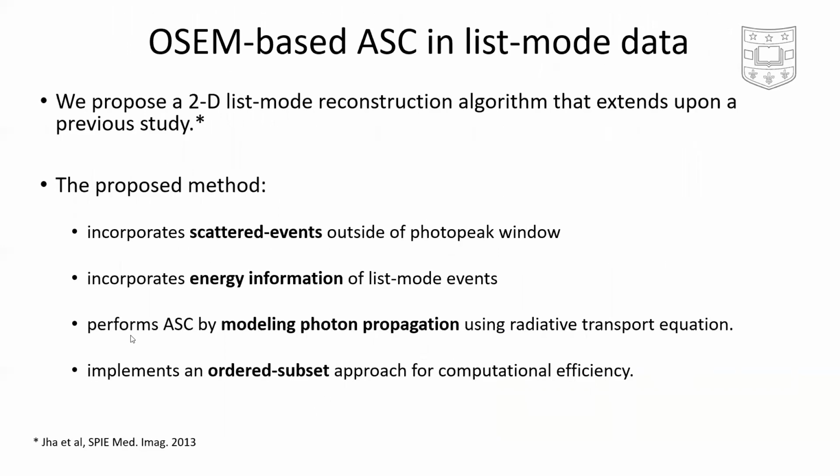Based on this premise, we proposed a two-dimensional list mode reconstruction algorithm for SPECT that extends upon a previous study. The proposed method incorporates scattered events outside the photopeak window. It incorporates energy information of list mode events. It also performs attenuation and scatter compensation by modeling photon propagation using a radiative transport equation. And we also implemented an ordered subset approach for computational efficiency.